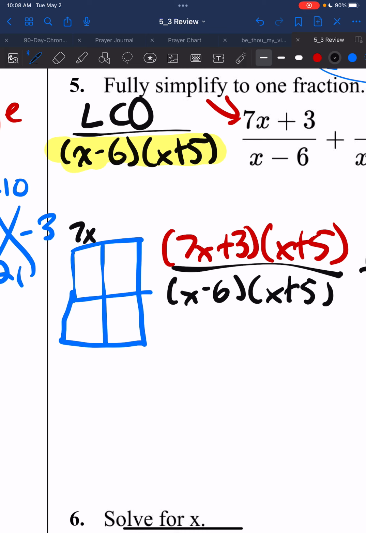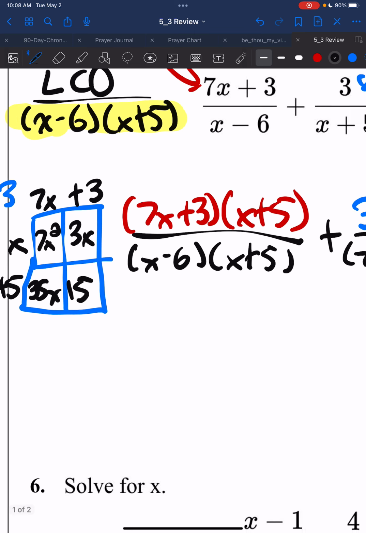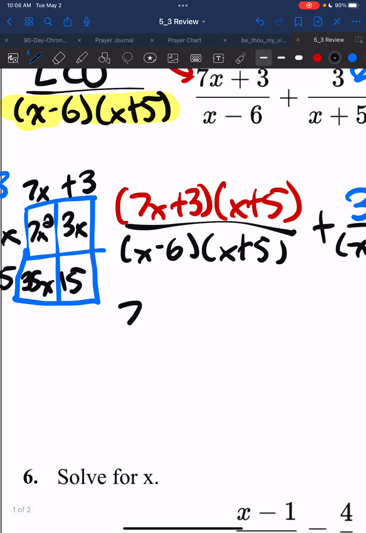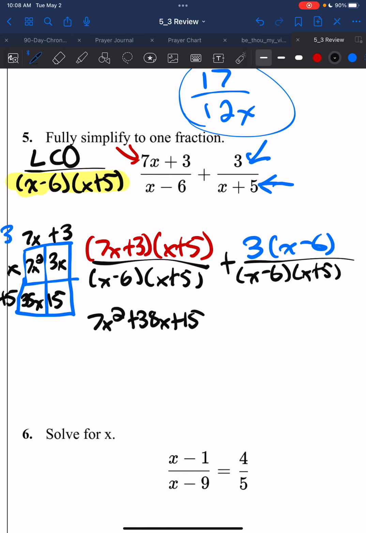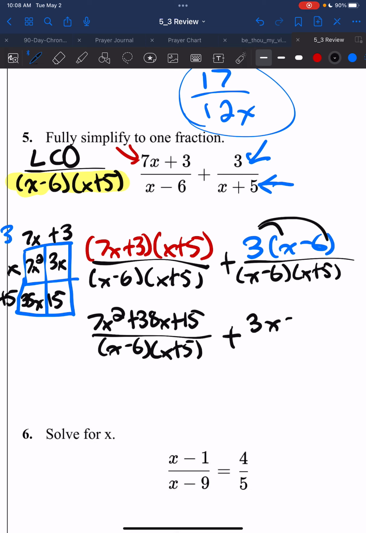So 7x plus 3, x plus 5, so 7x squared, 3x, 35x, and 15. Okay, so when I box method those out, that's what I end up getting. And combining my like terms across the diagonal gives me 7x squared plus 38x plus 15. Then over here, I just distribute this 3, and I've got 3x minus 18.